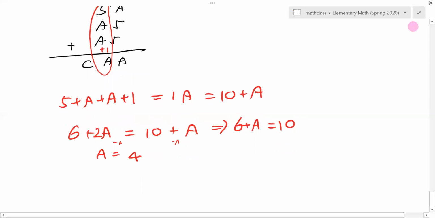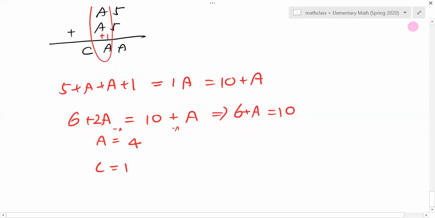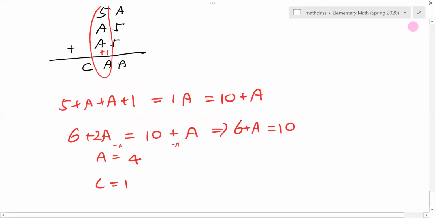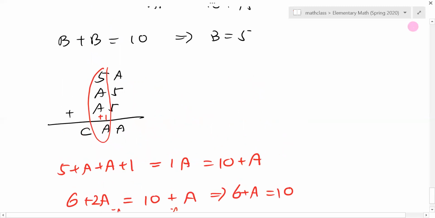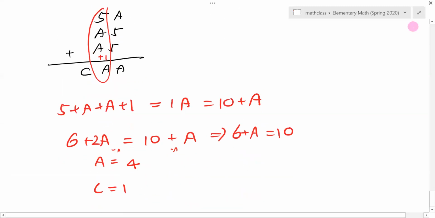Then C is going to be what? C is definitely going to be 1, okay? C is going to be 1. C must be 1. So we got the solution, C equals 1, okay? Let's go back to this problem again.